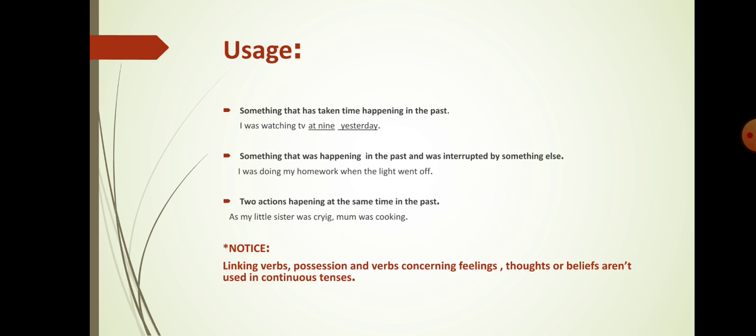Last one, two actions happening at the same time in the past. As my little sister was crying, Mom was cooking. But notice that linking verbs, possession verbs, and verbs concerning feelings, thoughts, or beliefs aren't used in continuous tenses.